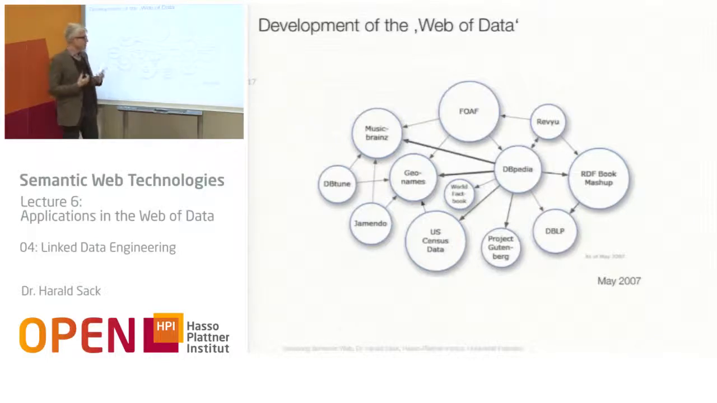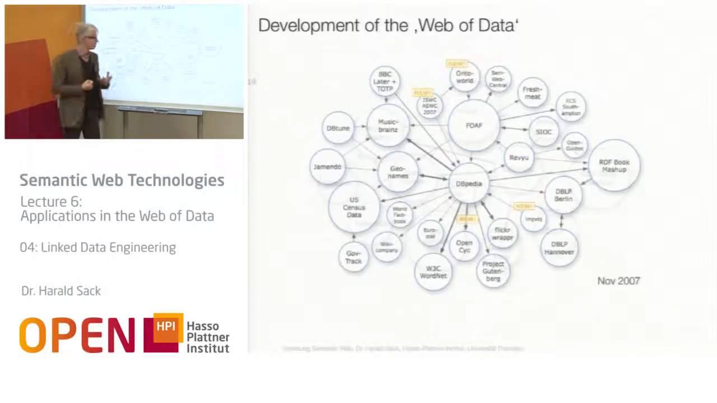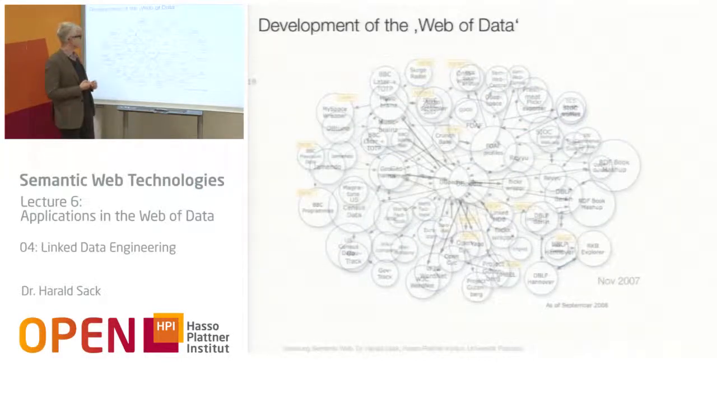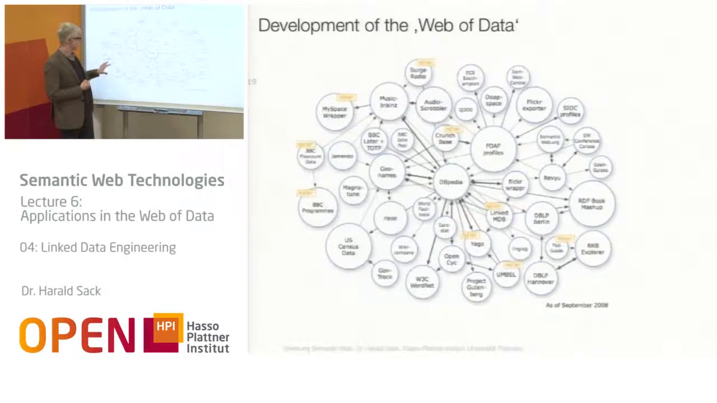But this soon developed. Already in November, you see, new data sets popped up. OpenPsych, for example, a much older ontology, appeared and was translated into linked data, and also the data from the conferences, ISWC and ASWC, for example. Then one year later, in September 2008, you see much more, also from the media domain. The BBC programs and the BBC play count data appeared here, and social media data started to be part of the linked data cloud.